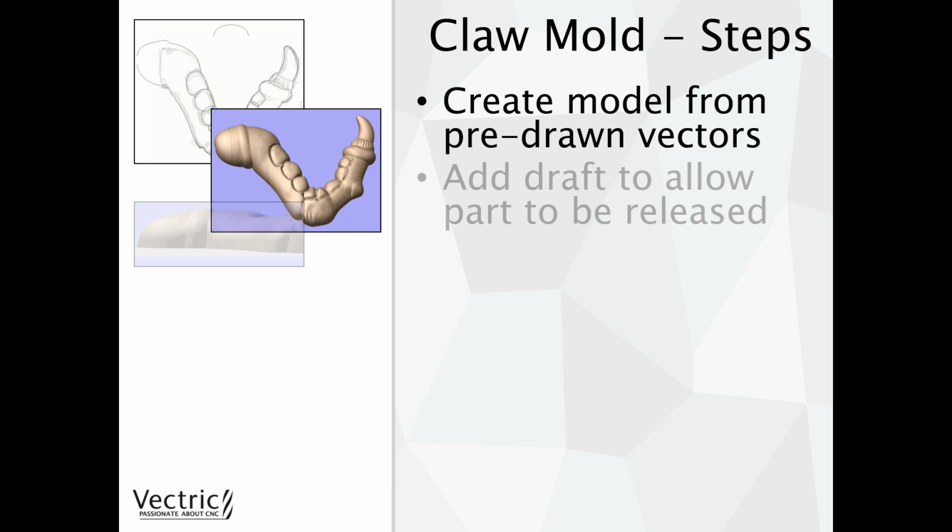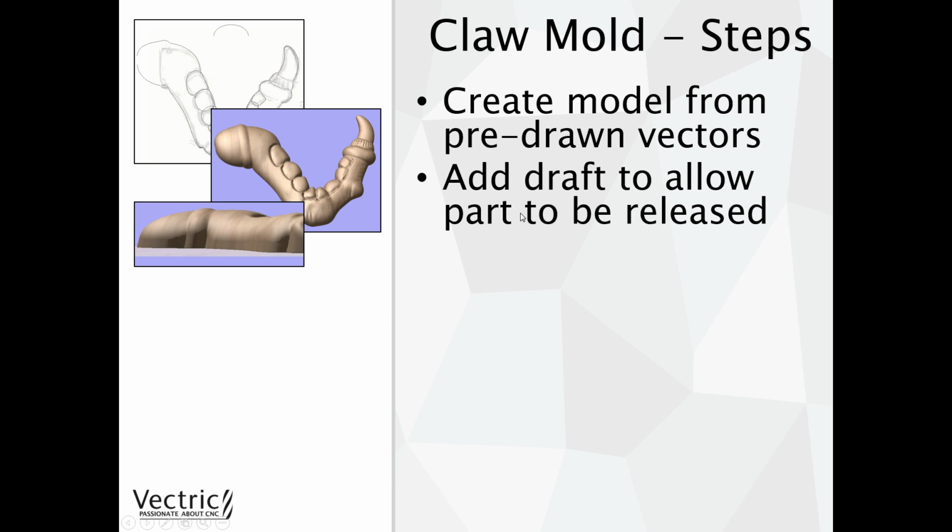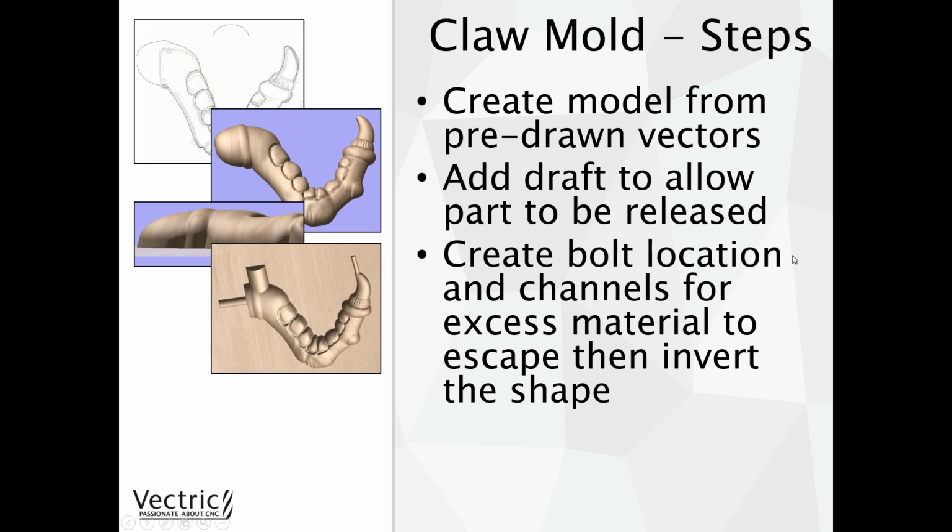So the second part of the demo will be to take our model and then to prepare it for making into a mould. So to do that, we're going to add draft to allow the part to be released. I'm going to create, in this case, my bolt location channel and also the channels for the excess material to escape, and then we're going to invert the shape. I want this to be a negative shape that I can put material into. Now I prefer to model with everything as a positive, so I'm only going to do that just before we get to the stage where we create the toolpaths.